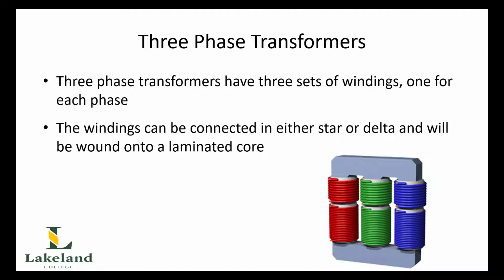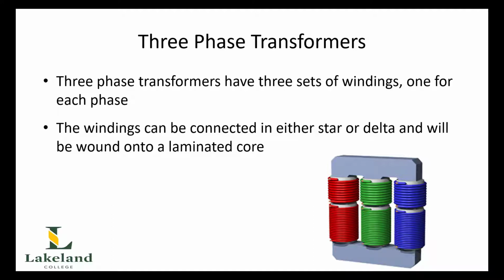So to start off, three-phase transformers have three sets of windings, one for each phase. There'll be three sets of windings on the primary, and three sets of windings on the secondary. That can be arranged in different ways depending upon what kind of core the transformer has, i.e. whether it's a core type or a shell type transformer.